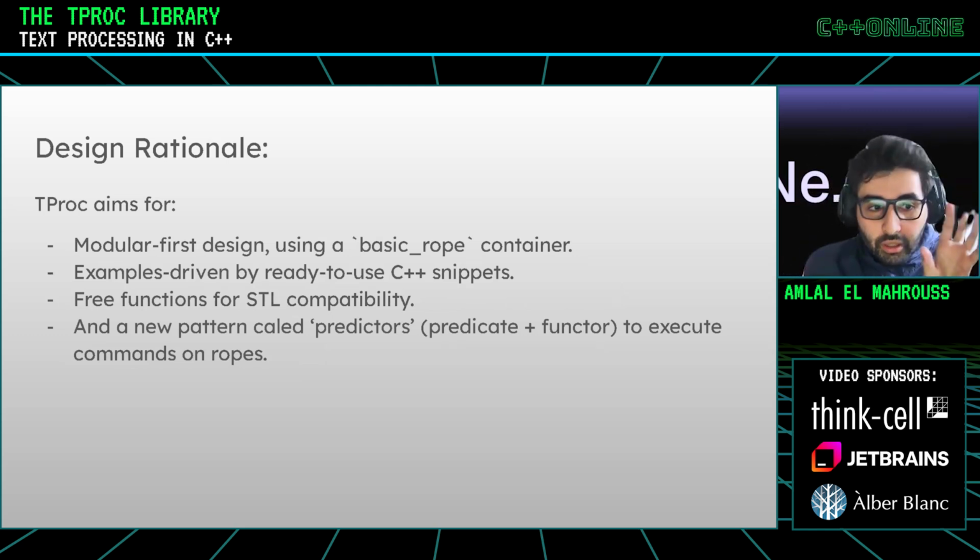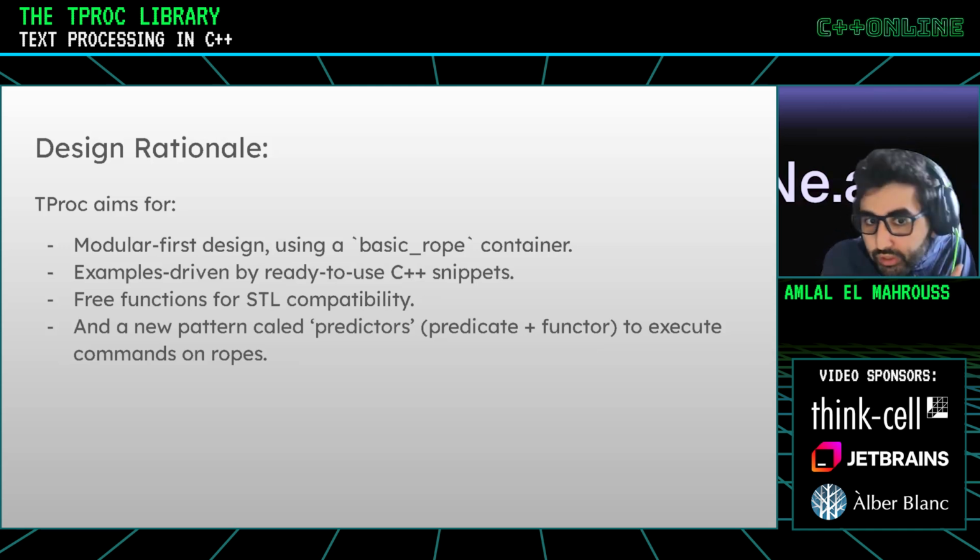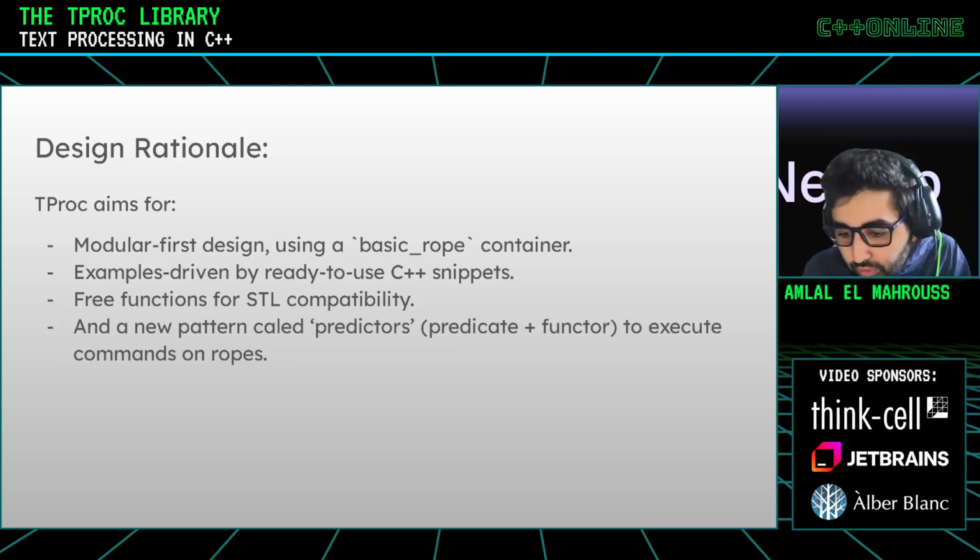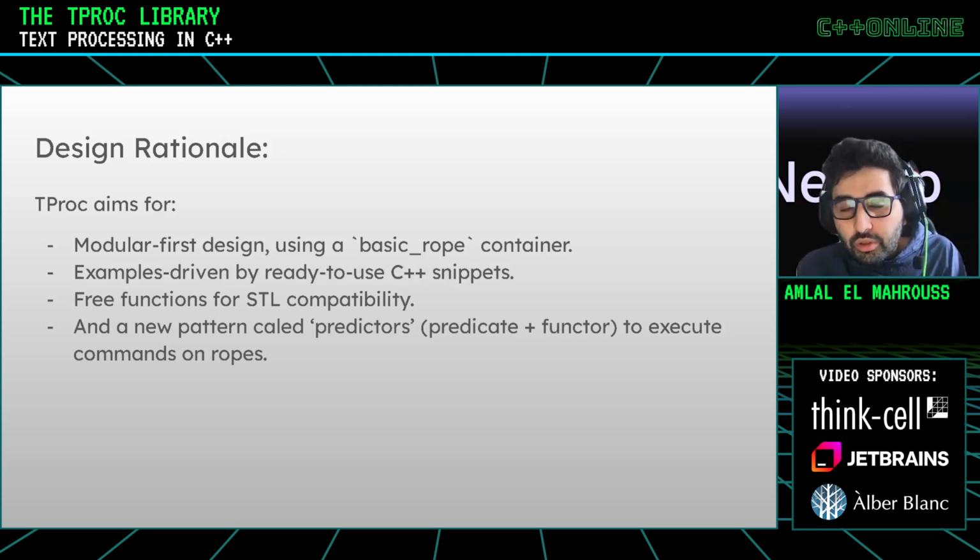So it aims for a modular first design, so a single container such as basic rope, which we then can make an ASCII rope out of, a UTF-8 rope, a UTF-16 rope, UTF-32, UTF-N, and so on and so forth. This is used in order to make sure that we fit every type of encoding when we work on TProc for IDEs, etc.